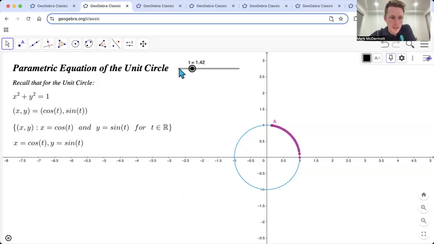and we can see that that point A is parametrically defined between 0 and 2 pi. 2 pi is approximately 6.28. So it's going to go up to 2 pi, and then it's going to come back. And so we can see that that point A traces out the unit circle. So that is how we parametrically define the unit circle.